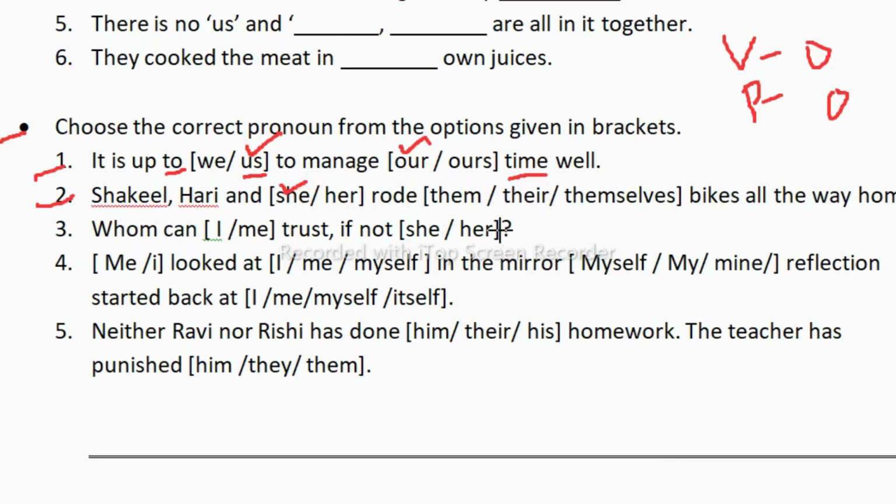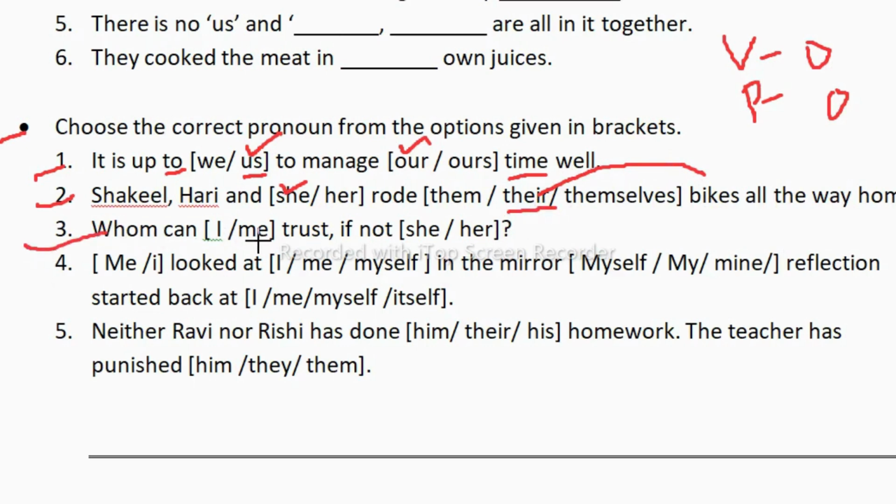Now the next blank: rode them, their or themselves bikes all the way home. So here we need to show the possession, means we show the ownership, means we have to show here the belongings of them. So their bikes all the way home. This will be your correct answer. You have to show the possessive adjective, which is their. Now let's move to the third one.